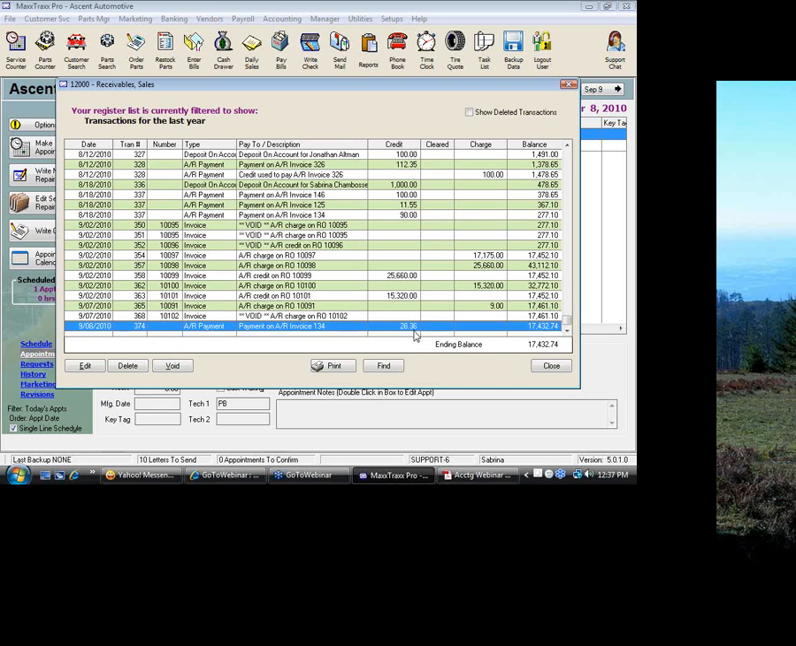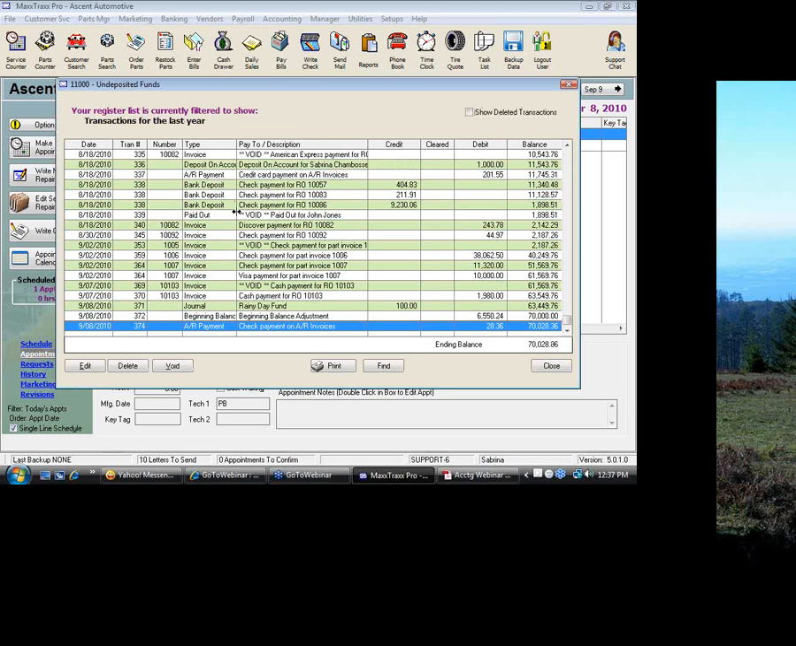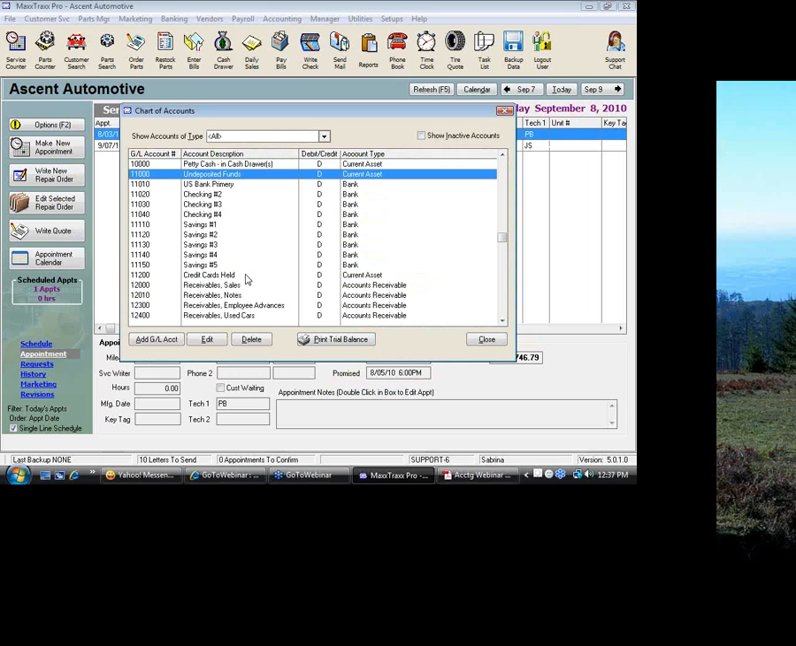Here it is, AR payment, $28. So this balance was reduced from $17,461 by 28 bucks to $17,432. So it took it out of receivables and put it in undeposited funds. So I've just increased my undeposited funds to go to the bank by that 28 bucks. That happens automatically all day long when you receive payments.